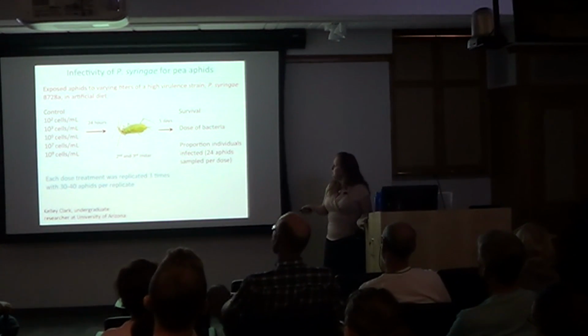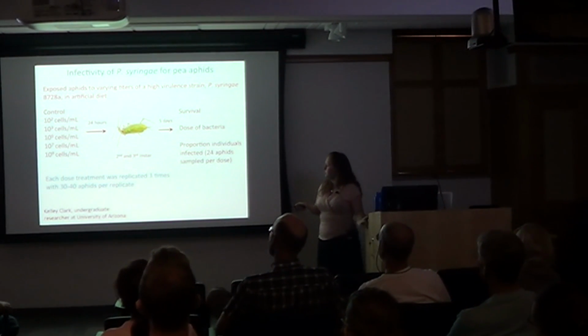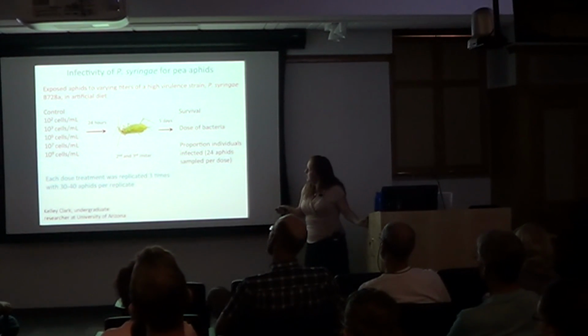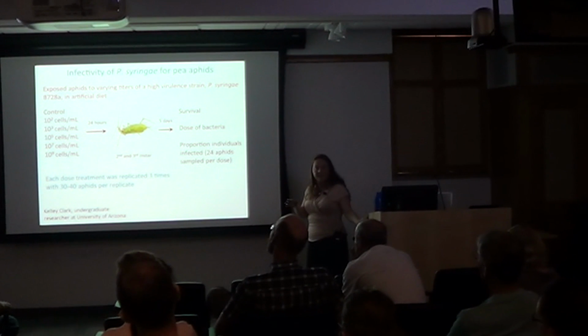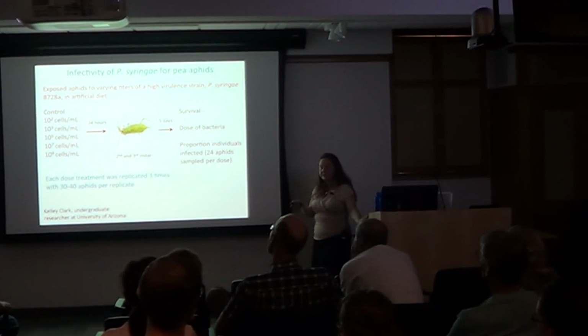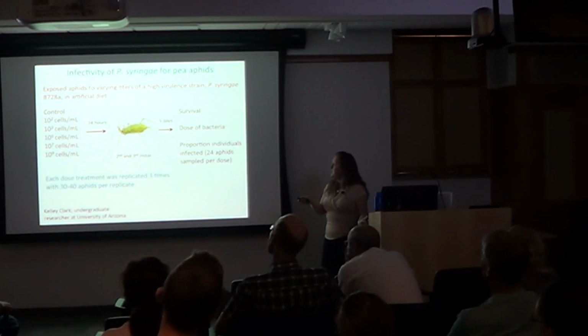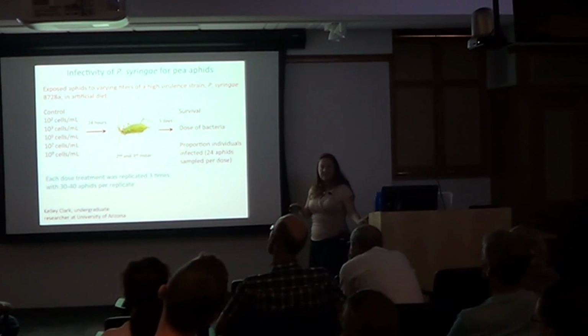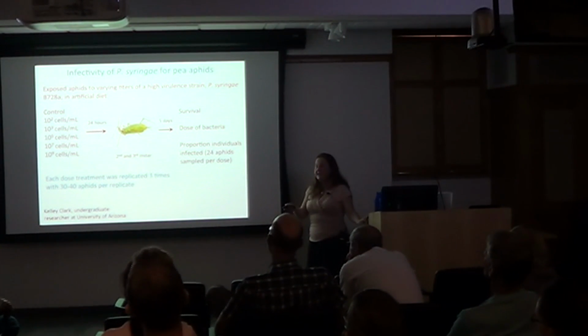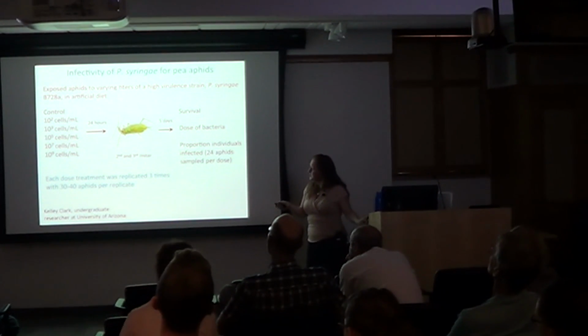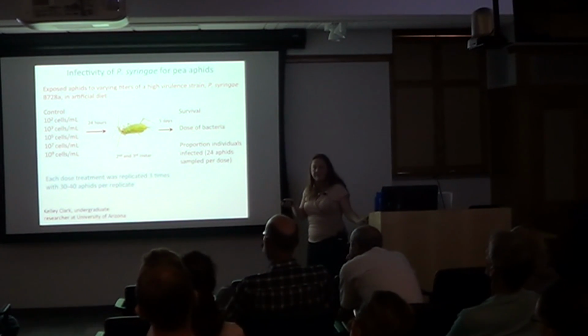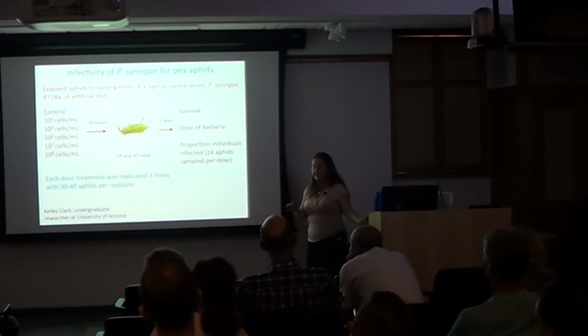This was an experiment done by Kelly Clark, who was an undergraduate researcher with me at the University of Arizona. For this experiment, we used B728A, a highly virulent strain, so that we would be sure to get a strong effect. We did the infection in artificial diet so that we could control exactly how many bacteria the aphids were being exposed to, and we exposed them to varying doses. We used second and third instar aphids, so these are aphids that are still developing, they're not reproductive yet.